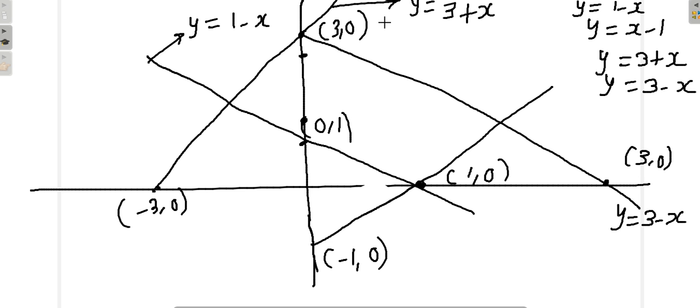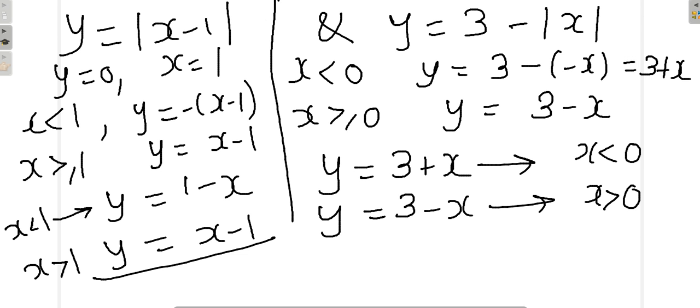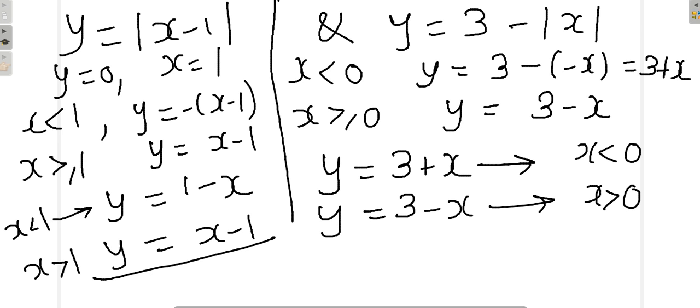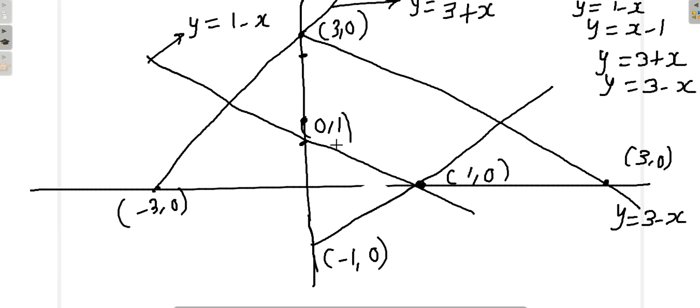Now let us see the validity. y equal to 1 minus x is valid for x less than 1. This is y equal to 1 minus x. It is valid for x less than 1. So x less than 1 is this region. So this region is not to be considered. Forget about this region.